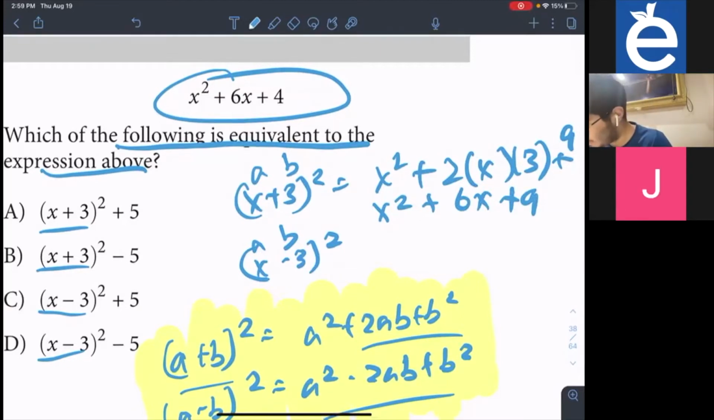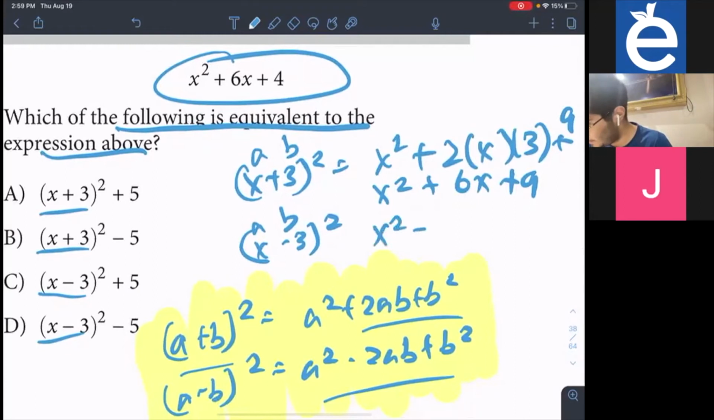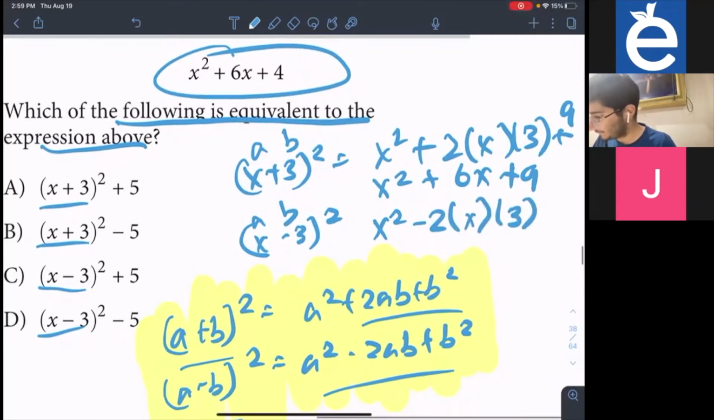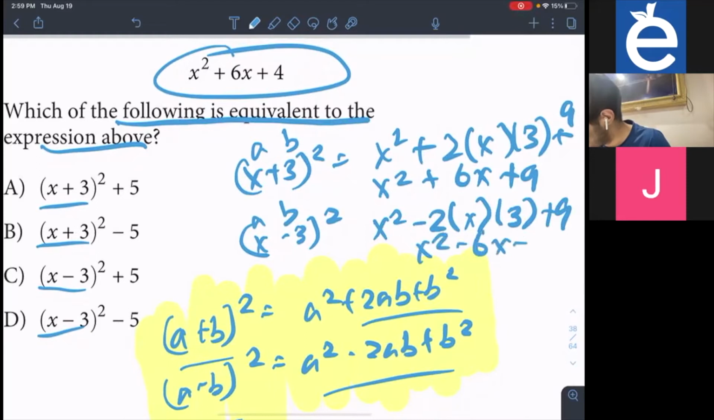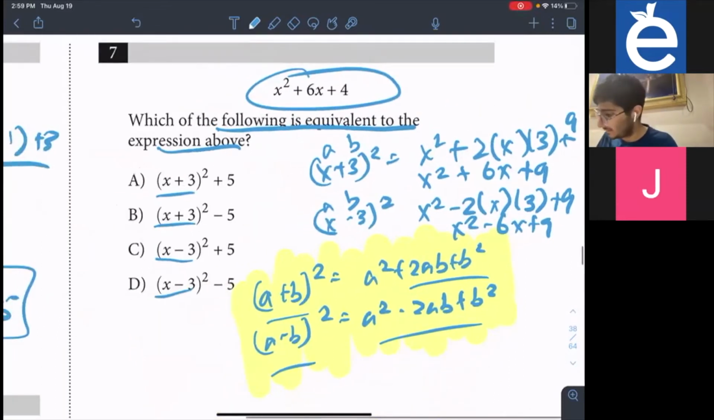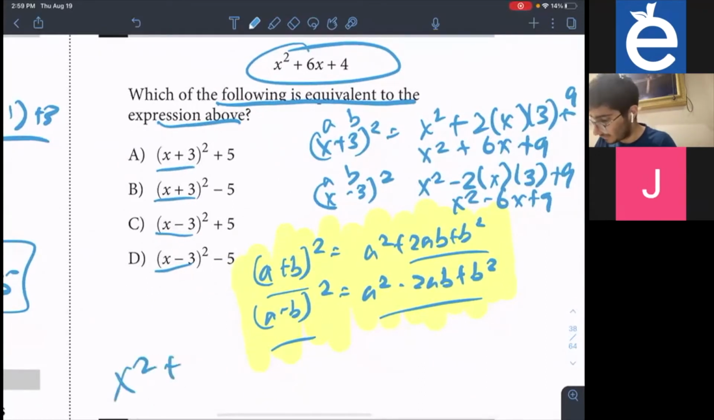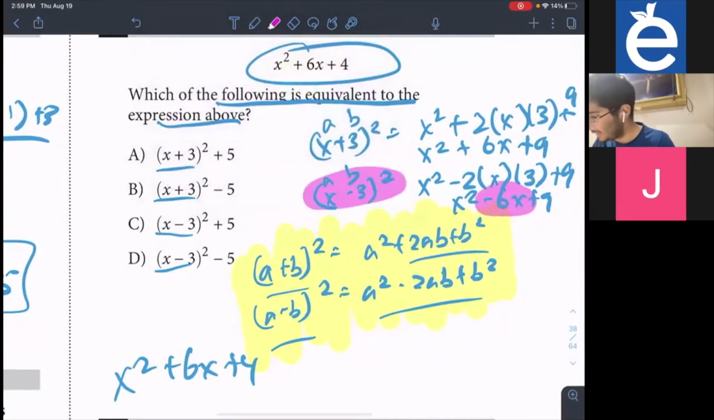Now for x minus 3 squared, it would be a squared, the same thing. Since it's minus, it'd be minus 2 times a, which is x, times b, which is 3, plus b squared, which is just 9, because negative 3 squared is just 9. So then it would be x squared minus 6x plus 9. They're asking us which of the choices is equal to x squared plus 6x plus 4. Since this is negative right here, this won't work. So this entire thing won't work.